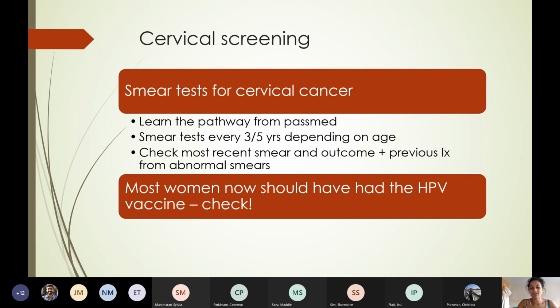And then check that they've had the HPV vaccine. Most women now should have. I think men as well. Someone might have to check that for me. And then finally, sexual health and contraception.